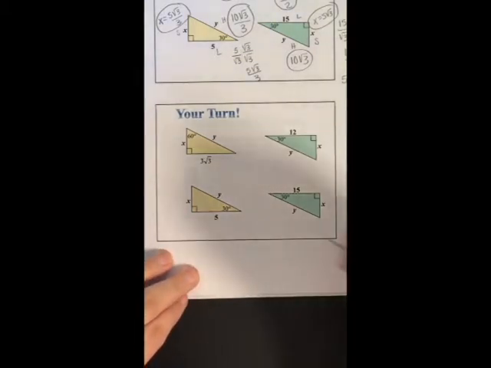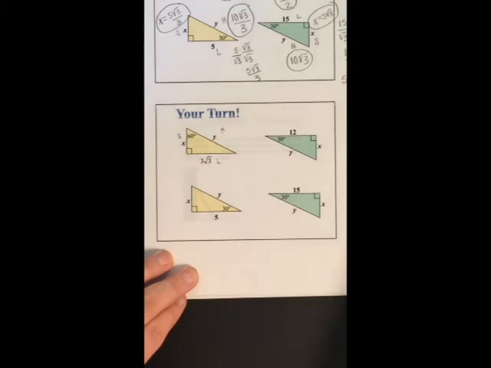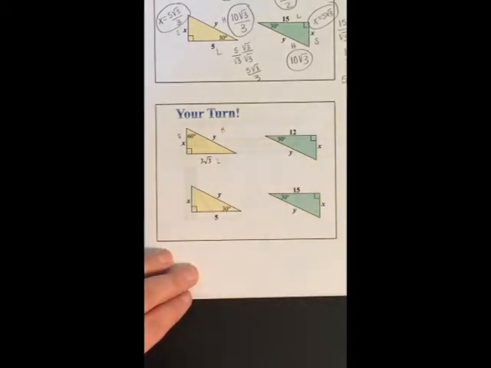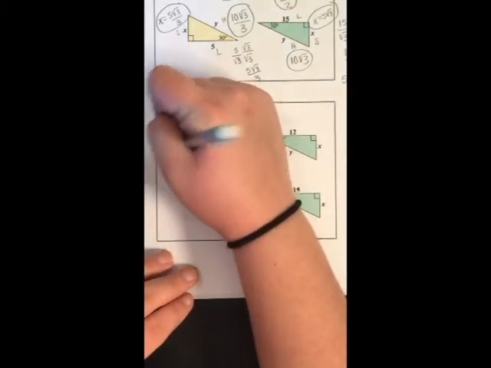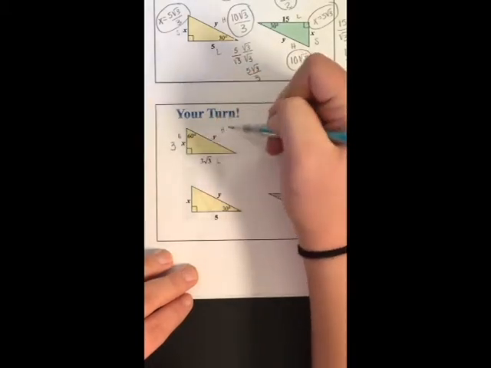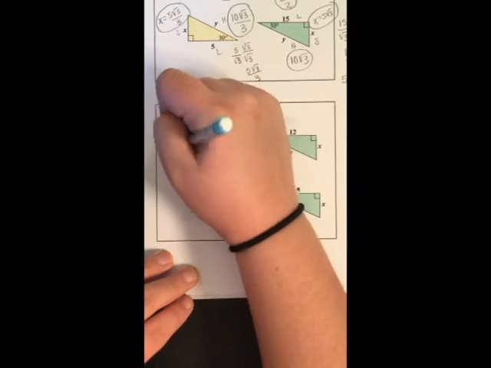Alright, so on the first one you were given the long leg. So we need to find the short leg and the hypotenuse. To go from the long leg to the short leg, you have to divide by the square root of 3. So that's just going to be 3. Now to go from the short leg to the hypotenuse, you multiply by 2. So y is going to be 6.